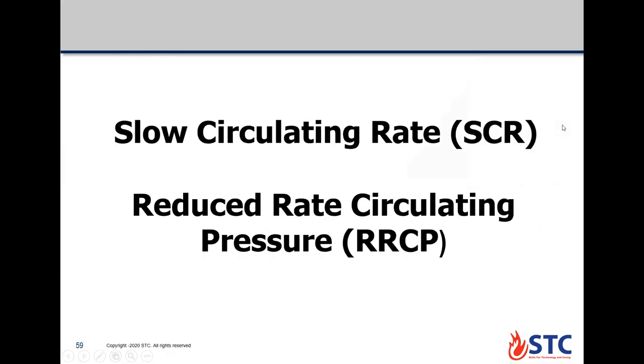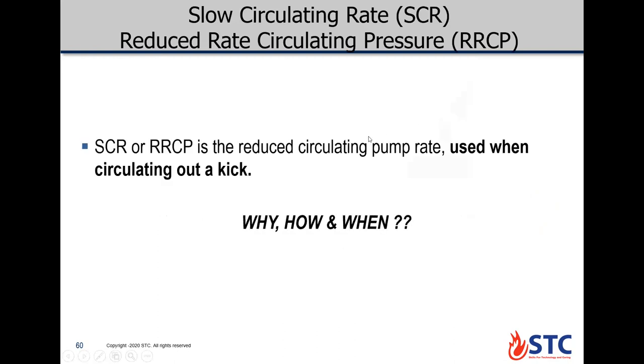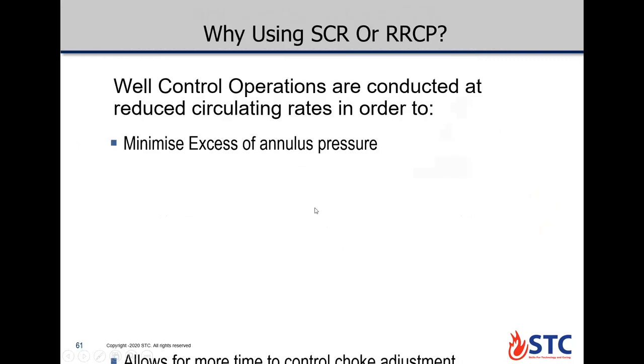Now to talk about SCR, or slow circulating rate, or reduced rate circulating pressure. The purpose of having the SCR value is to be used while having a kick, okay, to make our calculations properly. So here, SCR is the reduced circulating pump rate used when circulating out a kick. Why, how, and when to record SCR? Why?